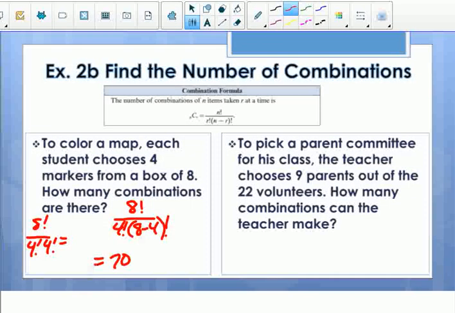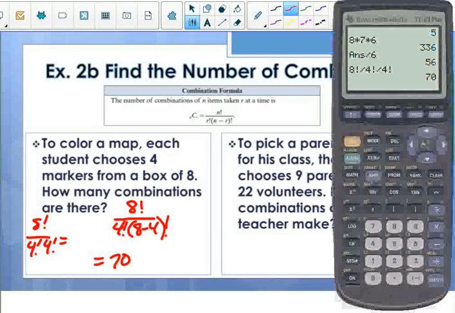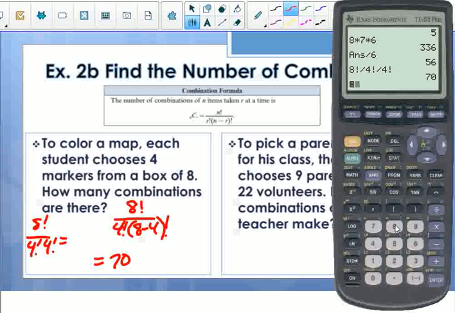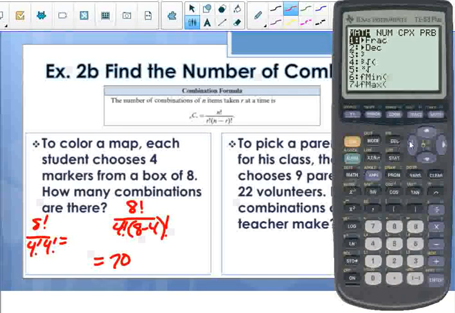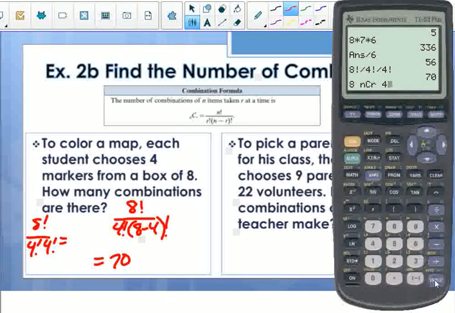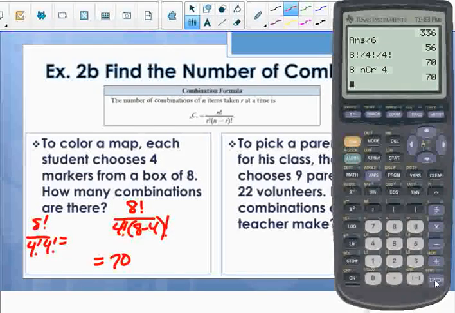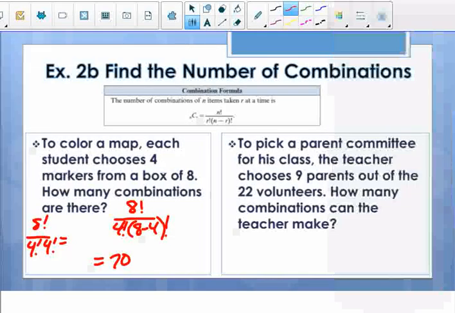Now I also want to show you, again, if you were to do this using the code on the calculator, you would just do 8, hit math. Over here, we want to hit number 3 because we're finding combination. And we're doing just 4 markers, and you hit enter, you get your 70. So you may do the second one yourself for extra practice.